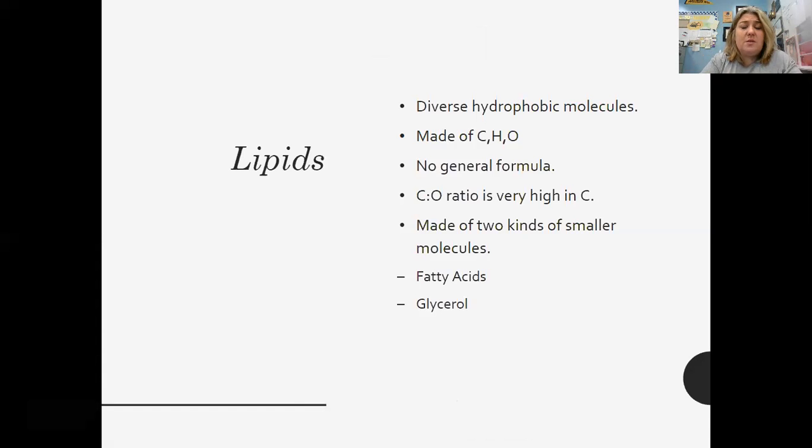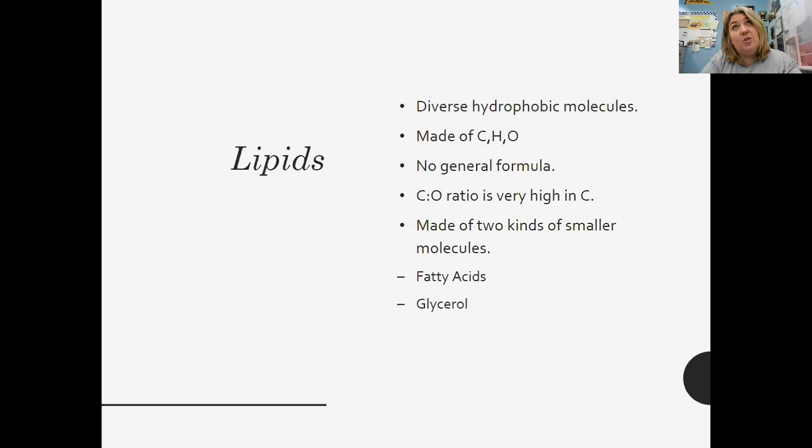These are things that you've talked about before in other science classes, but lipids are a very diverse set of molecules. And of course, they're hydrophobic, which means they hate water. They are also made of carbon, hydrogen, and oxygen, very similar to carbohydrates, but the difference is there's no general formula. We learned before that carbohydrates have a CH2O, a 1-to-1 ratio with carbon and oxygen. Lipids aren't like that. There is no set formula. We do have a carbon-oxygen ratio that is very high in carbon, meaning there's more carbons than there are oxygens.